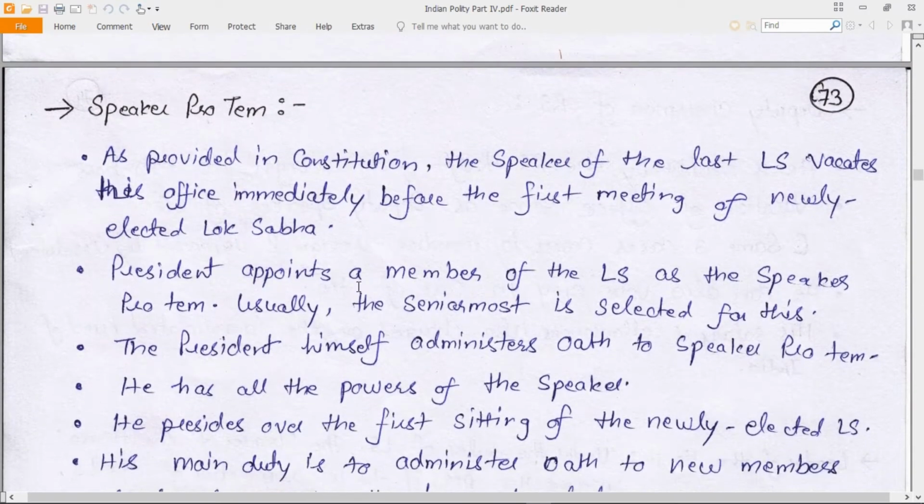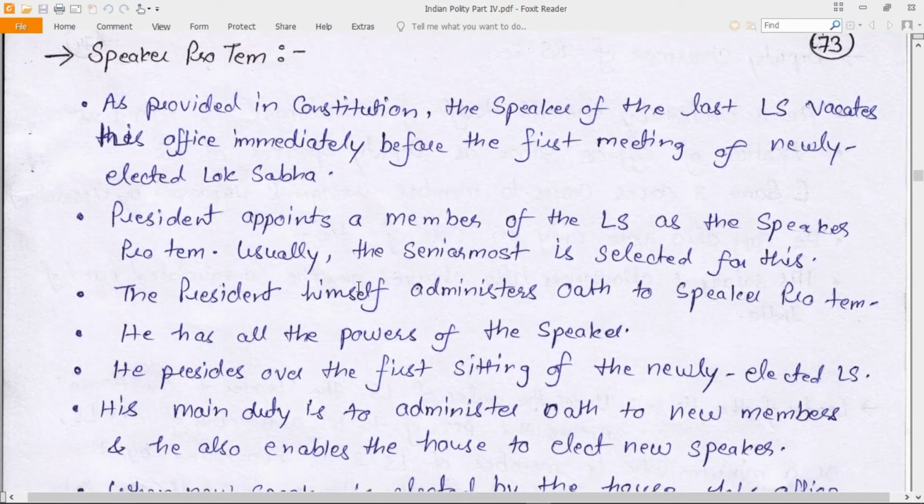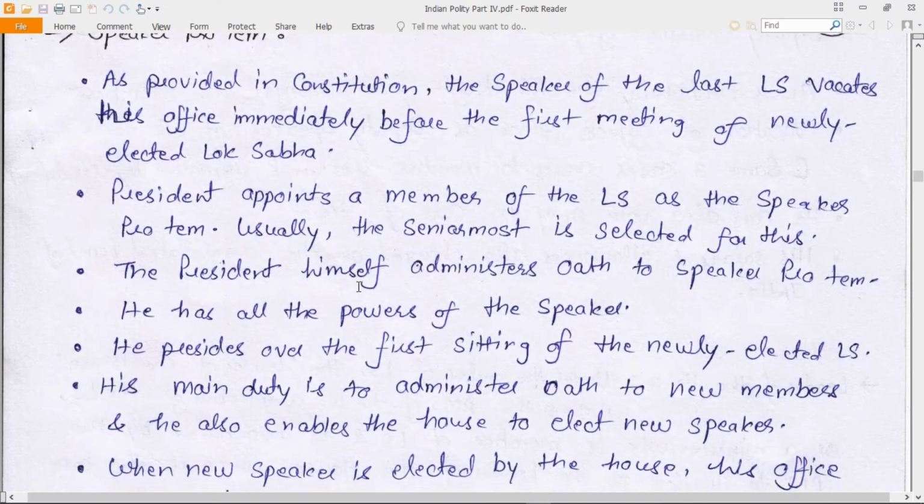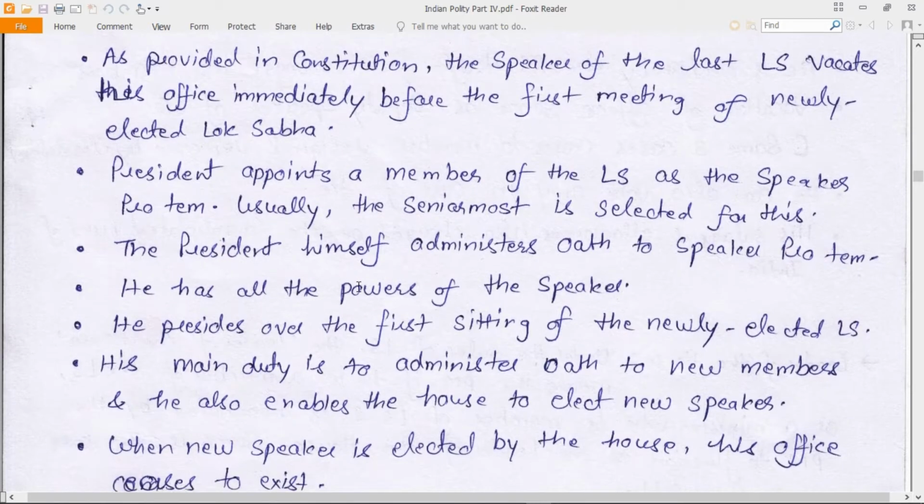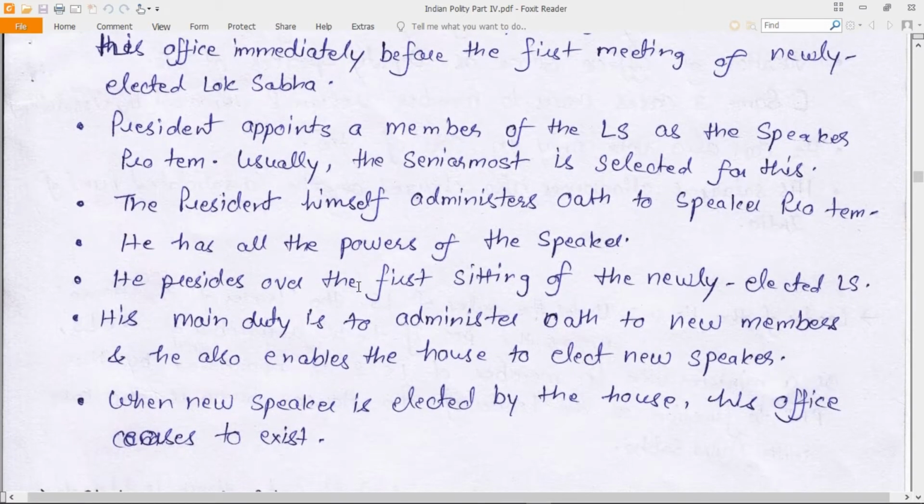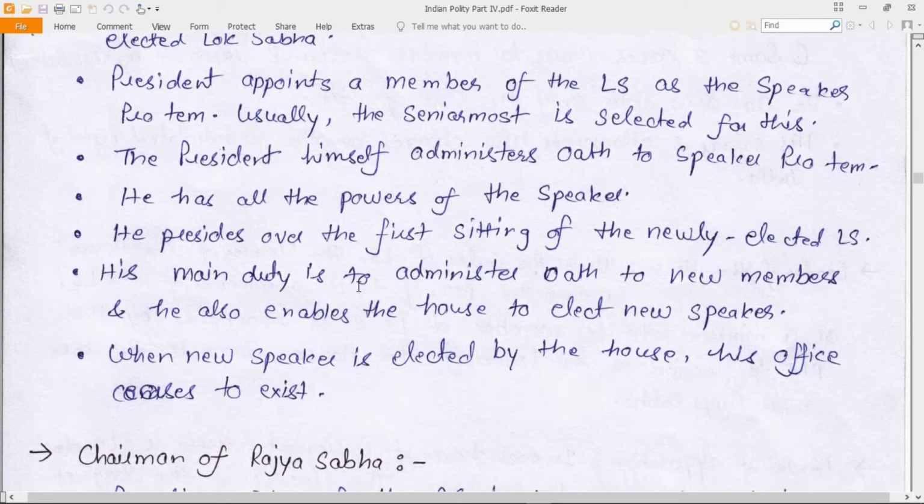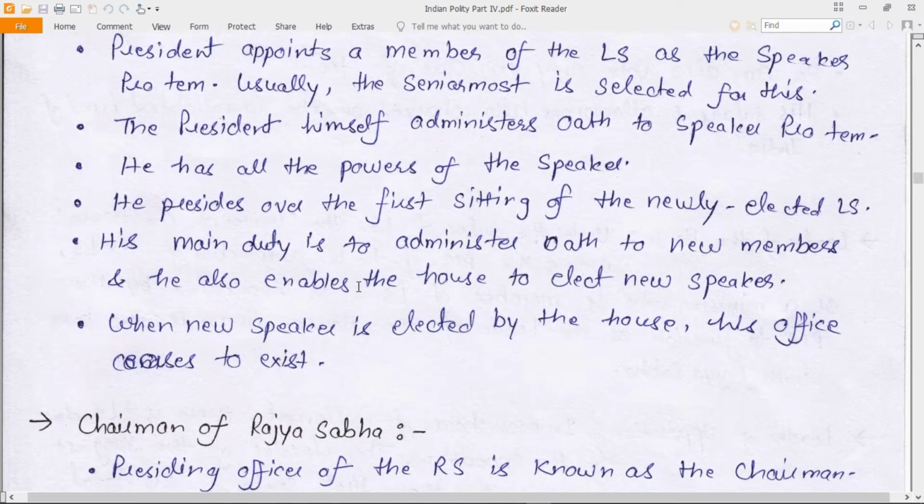As provided in the Constitution, the Speaker of the last Lok Sabha vacates his office immediately before the first meeting of the newly elected Lok Sabha. The President appoints a member of the Lok Sabha as the Speaker pro tem. Usually, the senior-most member is selected for this. The President himself administers the oath to the Speaker pro tem.